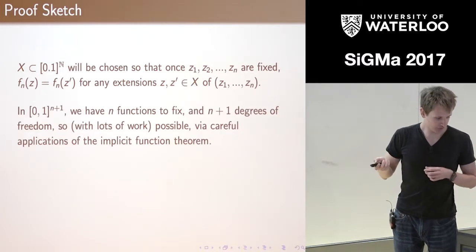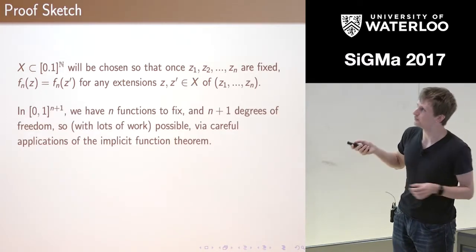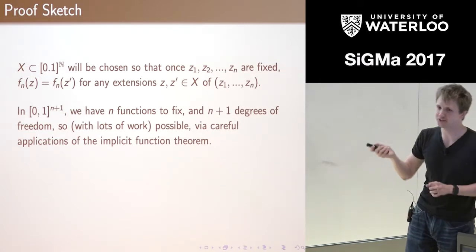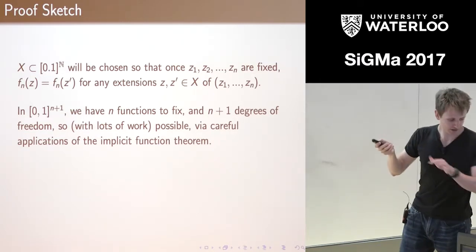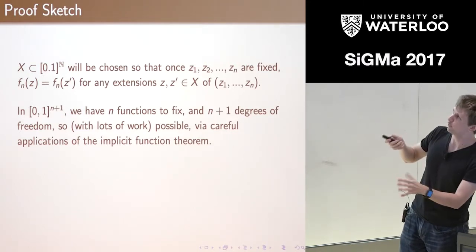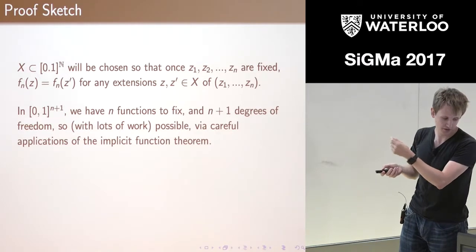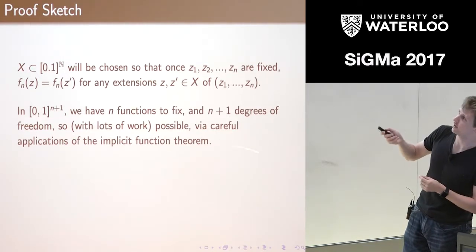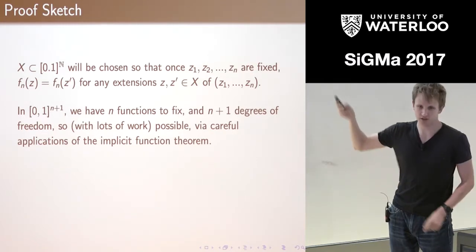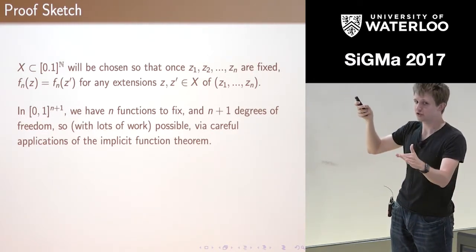And so, let's say a two-sentence summary of a 20-page proof of why we can do this is the following. If we've fixed Z1, Z2, ..., Zn, then if we want to choose Z(n+1), we have n plus 1 degrees of freedom, because we're in [0,1]^(n+1), and we have n functions that we want to fix.